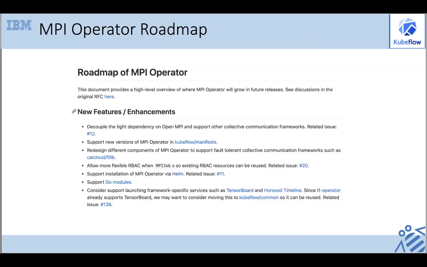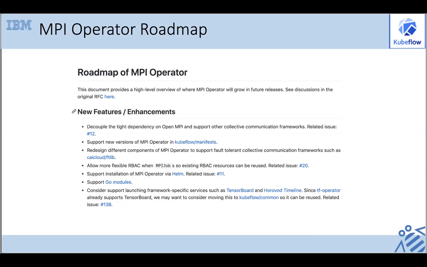And so from your perspective, working on the MPI operator is what's important. So the roadmap of MPI operator changes that needs to happen might interest you, what you might be able to work on in this project. So there's very basic support things like support installation of MPI operator via Helm, support new versions of MPI operator and Kubeflow manifests.